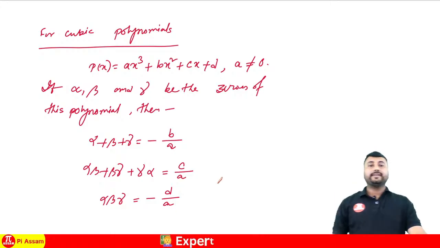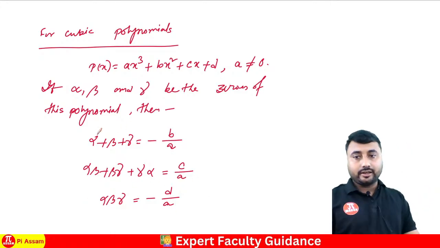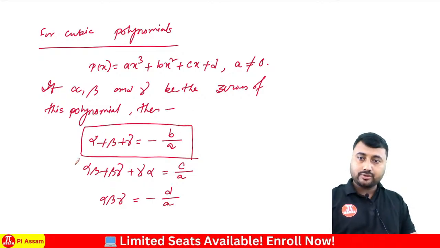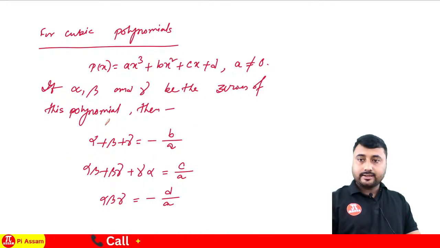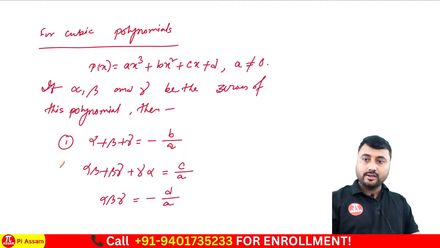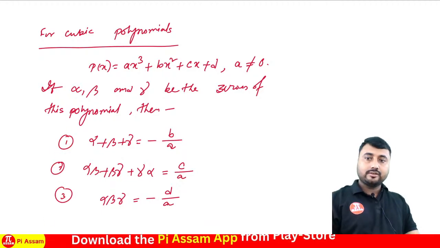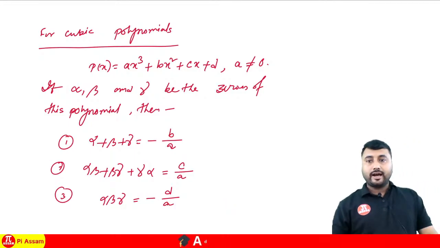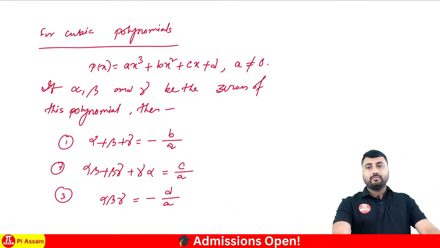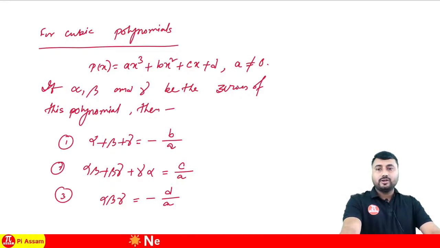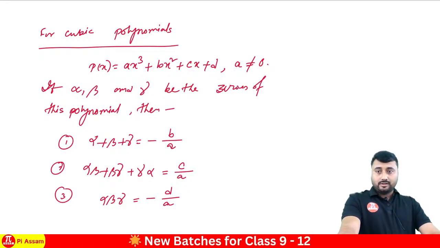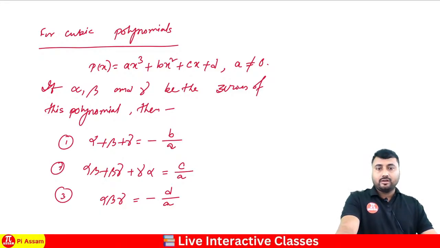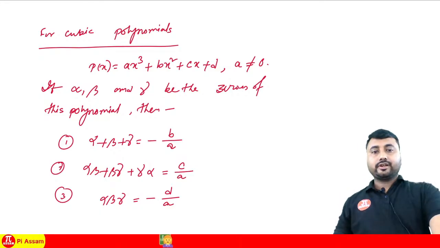These are the relations between coefficients and zeros of the polynomial for cubic polynomials. There are 3 relations: alpha plus beta plus gamma is equal to minus b by a, alpha beta plus beta gamma plus gamma alpha equal to c by a, and the third relation, alpha into beta into gamma equal to minus d by a. Okay, remember it, very important formula.